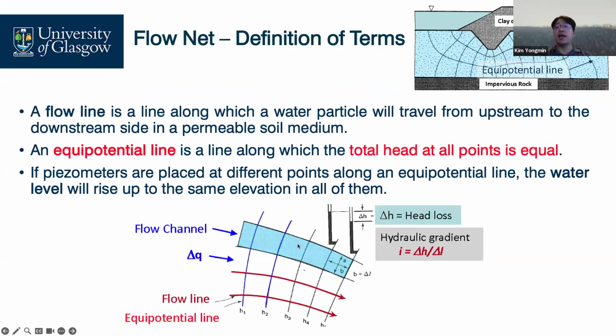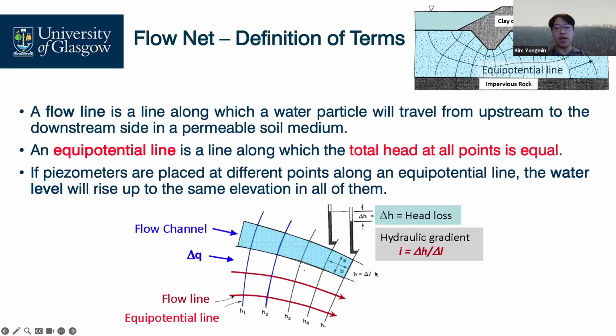The flow line is just a line. Water will travel from upstream to downstream in a permeable soil medium. So water flows this way, also this, this, this. The line is the flow line. The area in between two lines is a flow channel. So you can calculate your flow rate for this channel, and times channel 1, channel 2, channel 3. So now you can find out the total water flow, down or up.